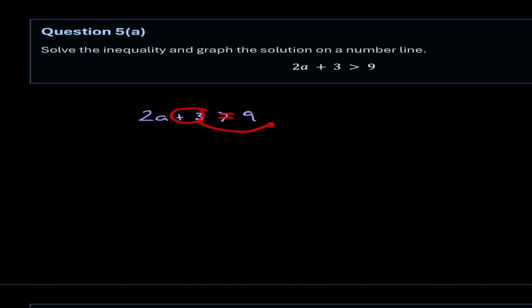So we're going to bring it over here. And whenever you move a positive across the equal sign, it becomes the opposite. So we're left with 2a on this side, and we would say it's greater than 9 take 3. And 9 take 3 is 6. And we don't want to know what 2a is, we want to know what a is. So we're going to divide both sides by 2 to get rid of that. That will leave me with a on this side, and 6 divided by 2 is 3. So a is greater than 3.